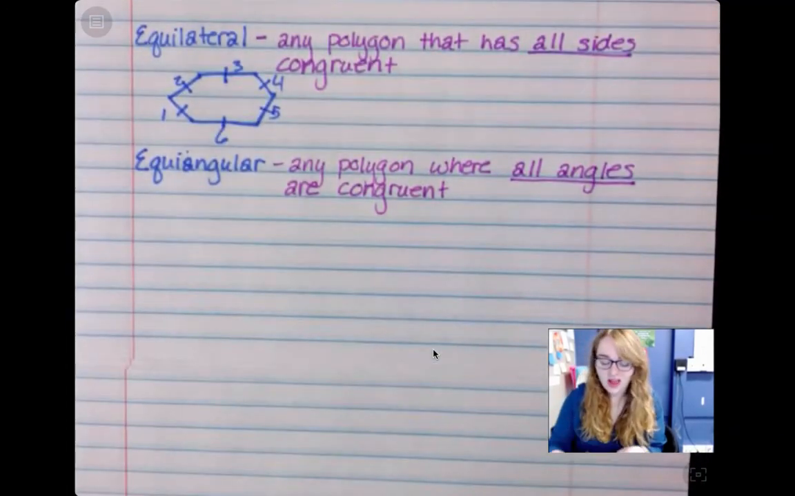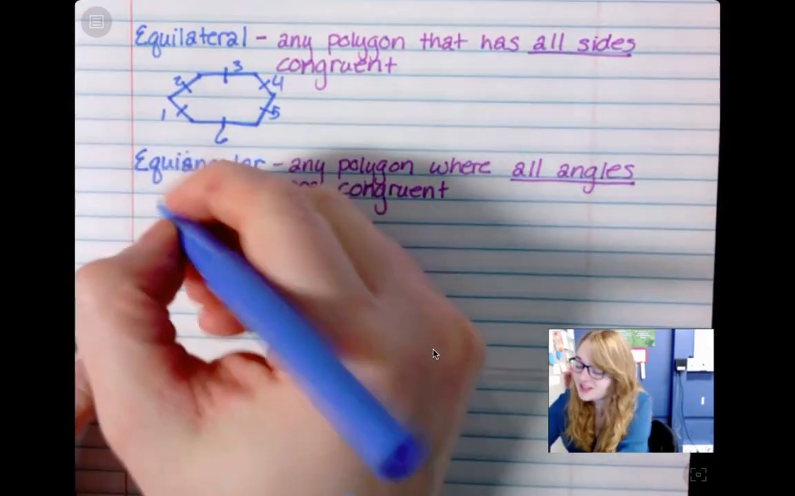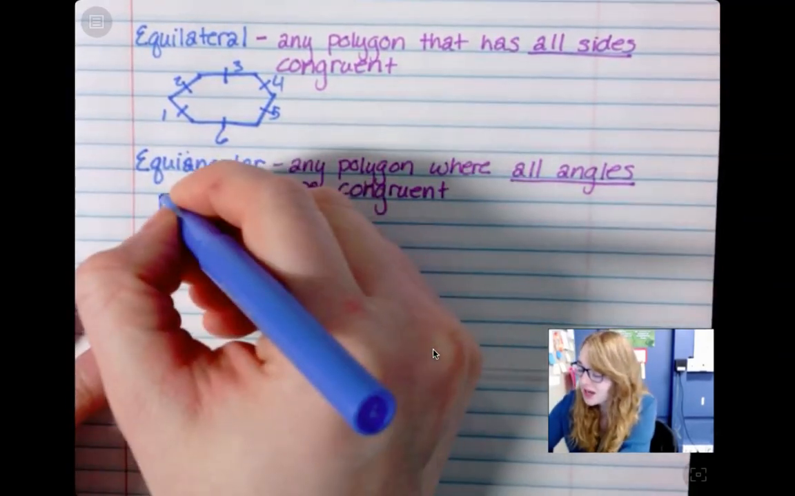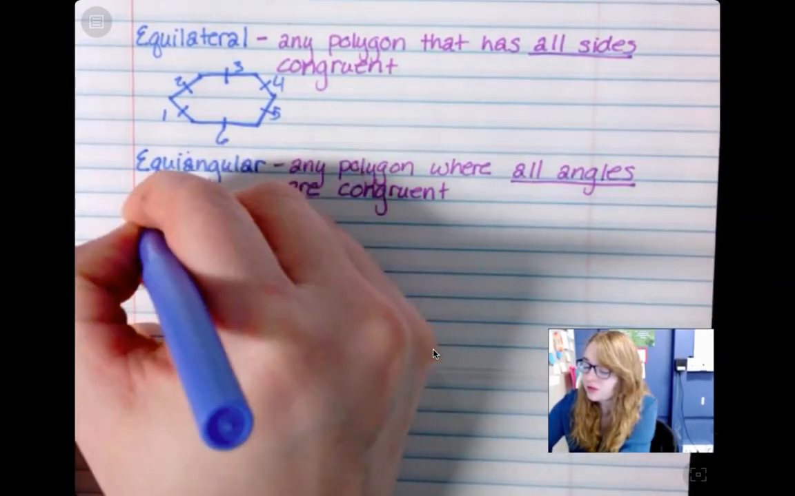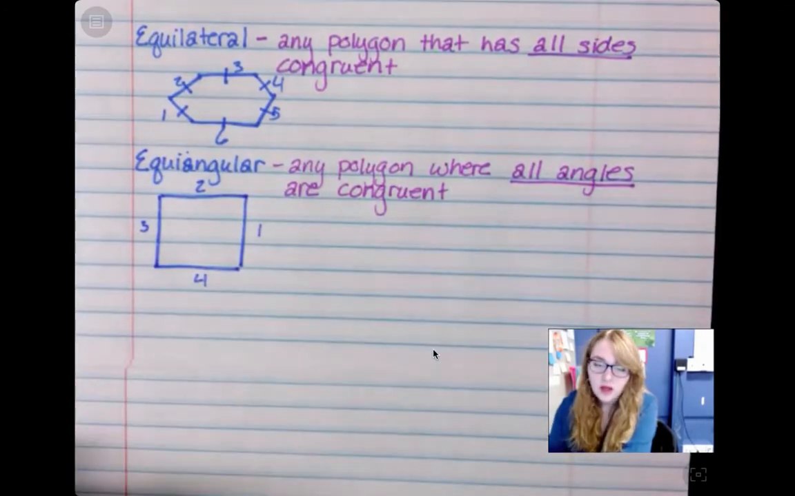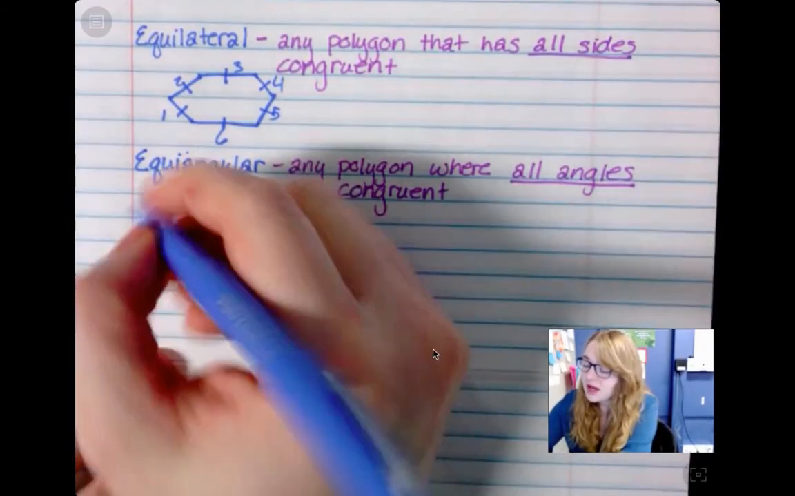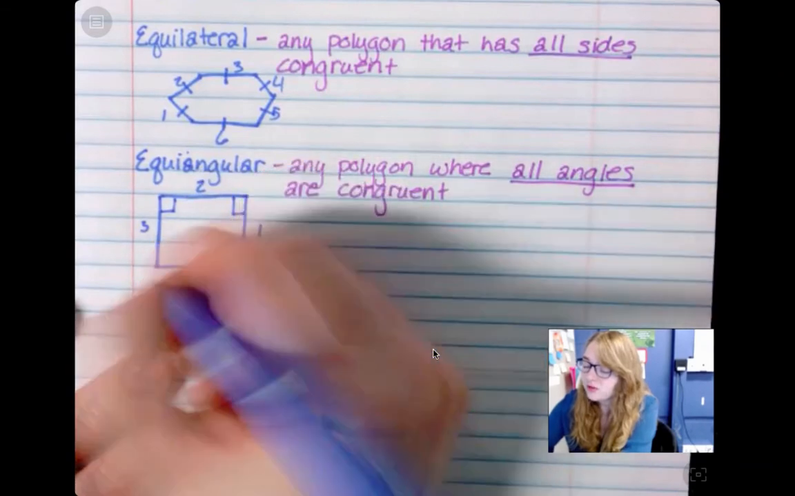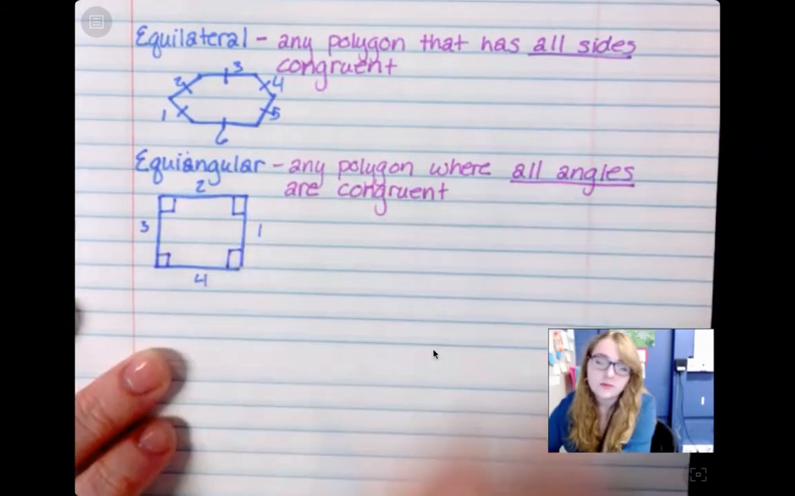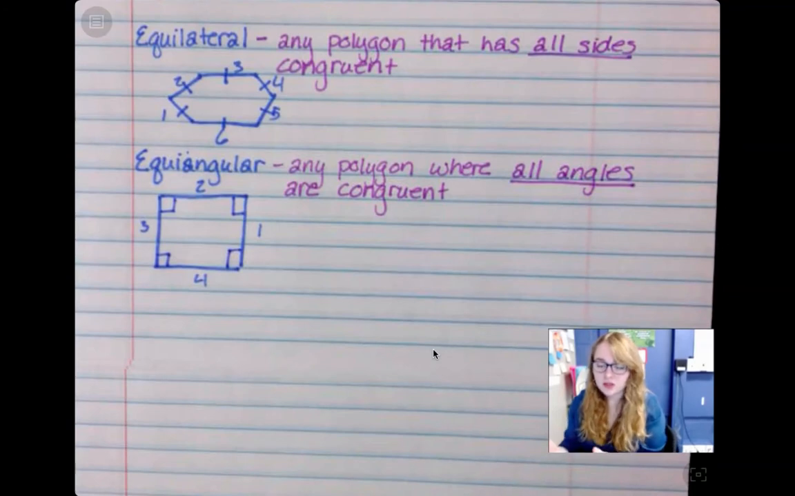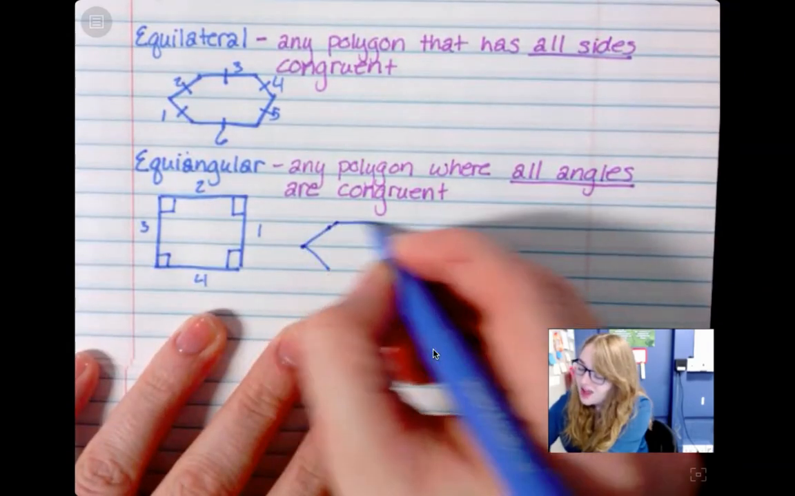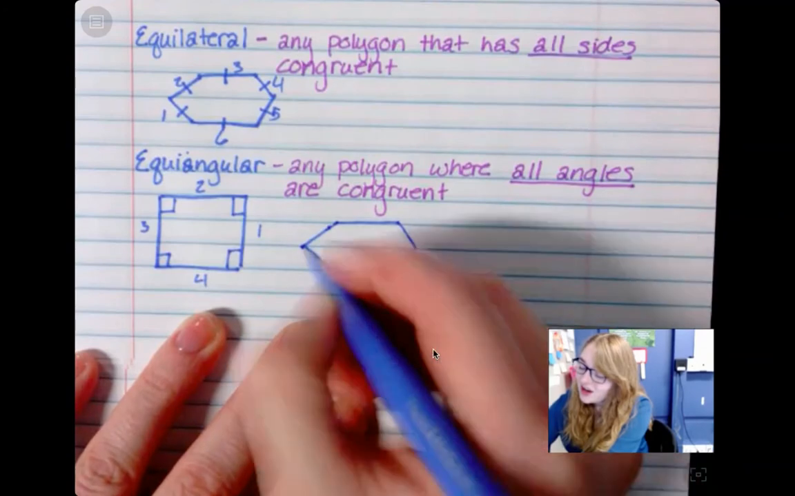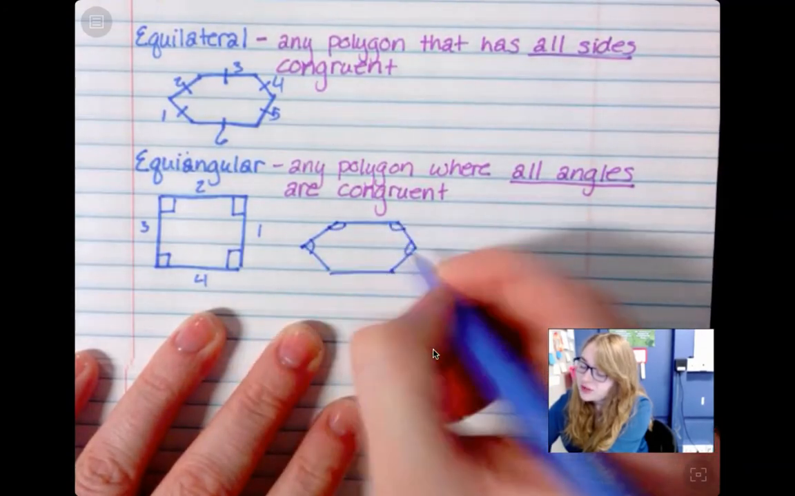This time I'm going to draw a quadrilateral with 4 sides so I don't bore you guys with these hexagons. So here's our quadrilateral. Again, we know we have 1, 2, 3, 4 sides. Any equiangular polygon just has congruent angles. I put right angles because this is a square. However, with any shape, like my hexagon here, all the angles would be congruent to each other.